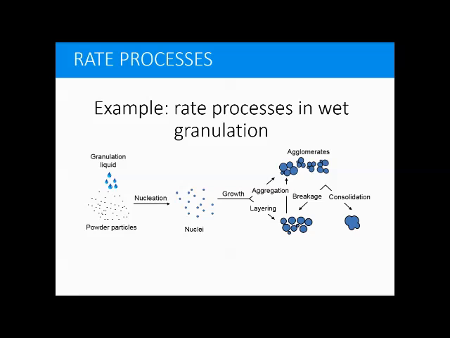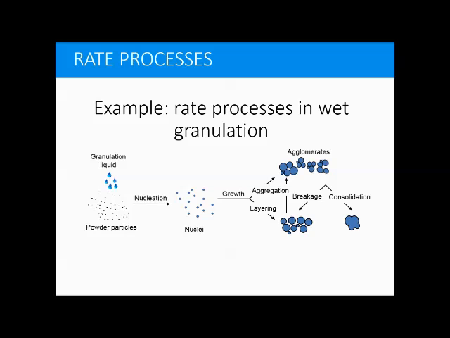Layering can also be seen as some kind of aggregation, but that's more where you already have a larger entity and then small particles are just adhering on the surface of your original particle. And then the reverse can also happen. The breakage can return the aggregated particles into smaller fragments again.